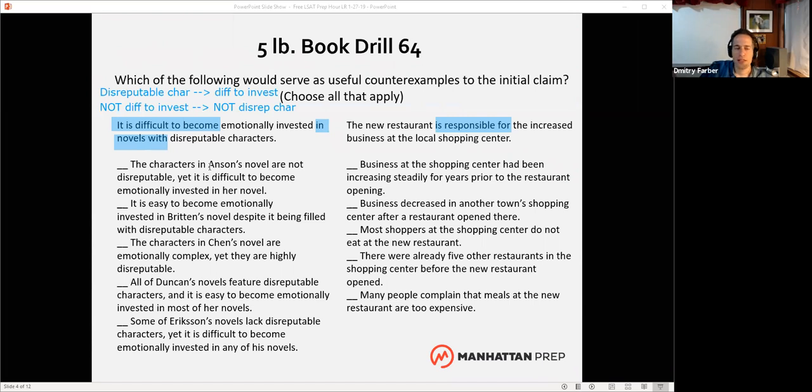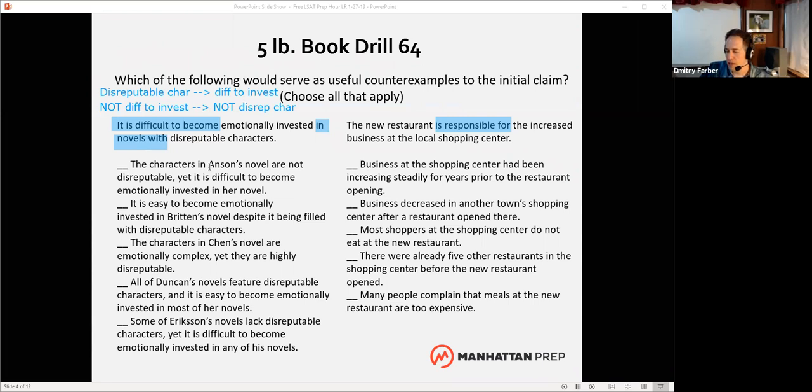Notice that if the author had said the only thing that stops someone from investing emotionally in characters is if they're disreputable, if that's the only thing, right? Then statement one would be a great way to attack the argument. But they didn't say that. There could be other things that stop you from becoming emotionally invested, right? Maybe you also won't become emotionally invested in the characters if they don't seem real to you. Or maybe you won't be invested if you don't ever read the book, right? You can't be invested then, right?